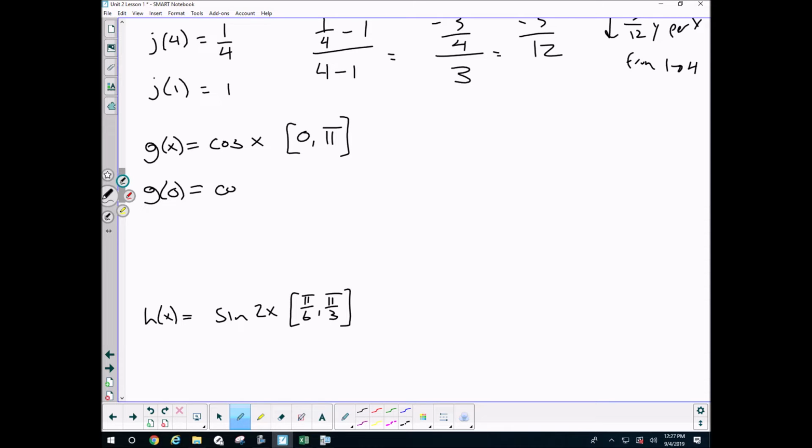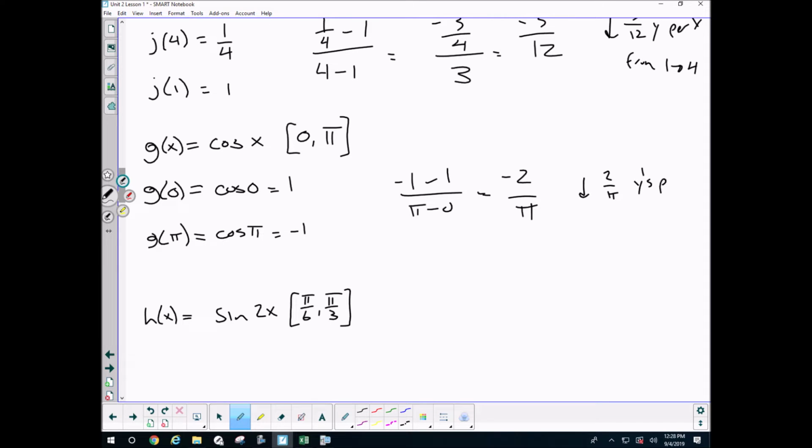Cosine from 0 to pi. Cosine of 0, 1. Cosine of pi, -1. I've gone from 1 to -1. The change would be -2 over the course of pi x's. -2 over pi. I'd say I've gone down 2 over pi y's per x on the interval from 0 to pi.